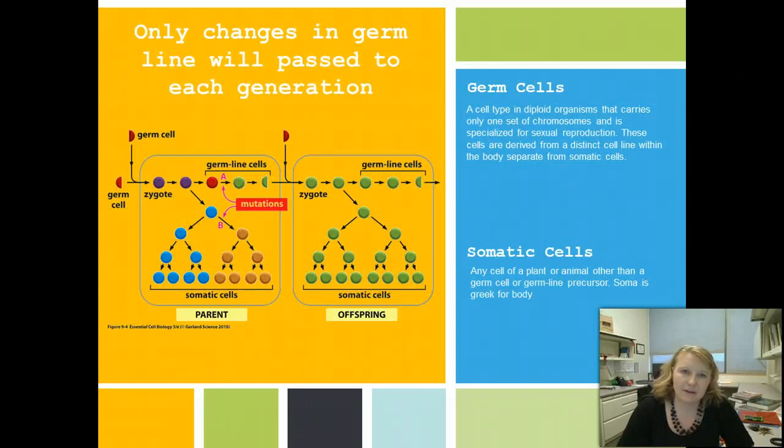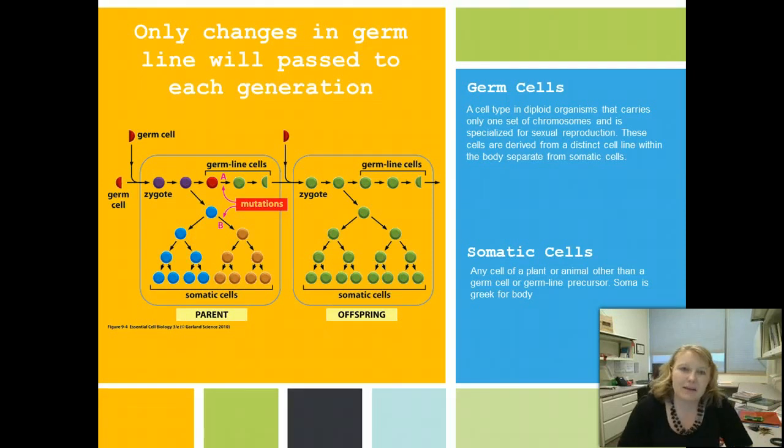So the first thing we have to get straight is that as far as genetic variation goes, the only important mutations, the only important changes, have to occur in germ cells. So what are germ cells? We've mentioned this before, but let's go through the definitions again. A germ cell is a cell type in diploid organisms that carries only one set of chromosomes and is specialized for sexual reproduction. In humans, that is eggs and sperm. The somatic cells are basically any other cell within the organism. This is not the germline or the germline precursors, so it's just anything else. It's your skin cells, your hair cells, your eye cells.